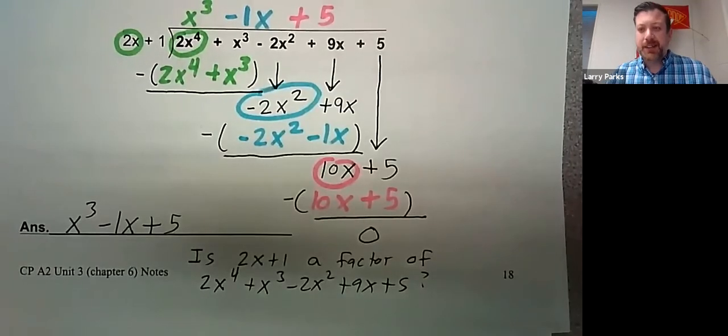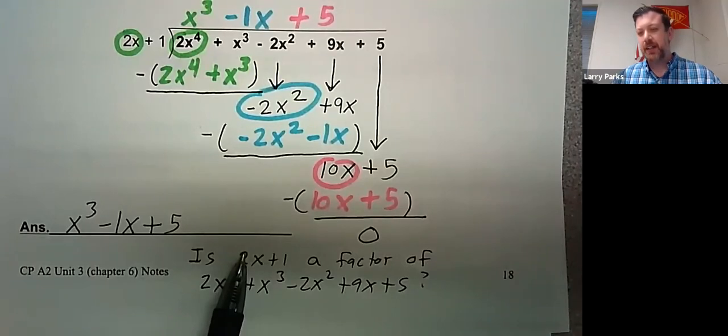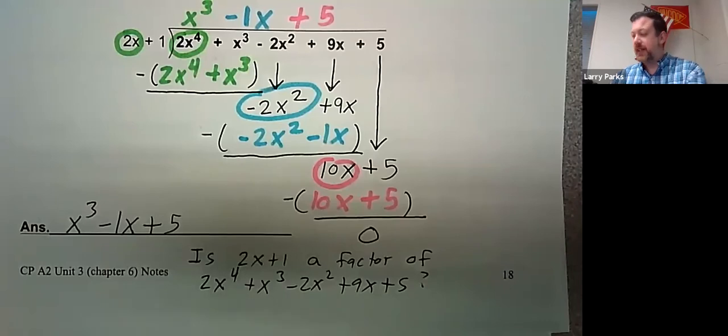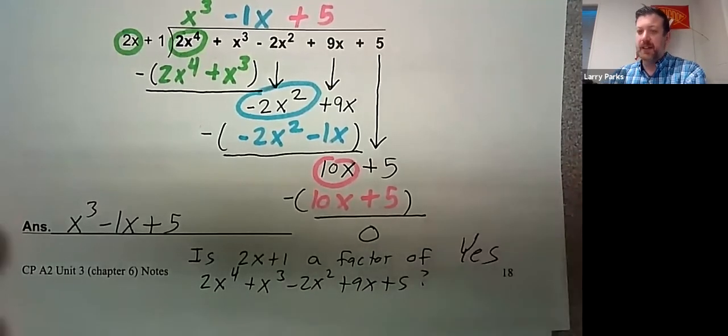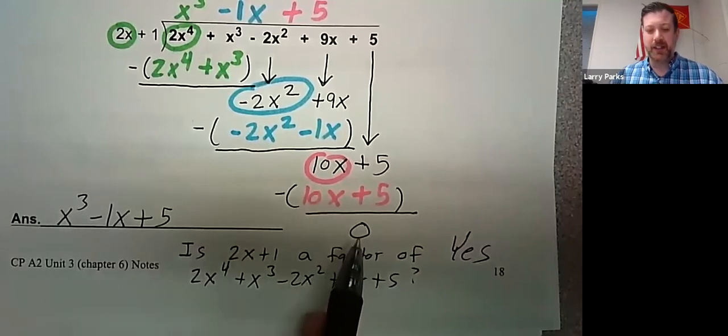You may be going, I don't know, is it? Well, we said at the top of the page that if you get a remainder of 0, then both the divisor and the quotient are factors of the dividend. So because we got a remainder of 0, we would say, yes, 2x plus 1 is a factor. And again, you only have to answer that if they ask. So you may see problems on your practice where they say, is this a factor of this? You divide, you get a remainder of 0. You say, yes. You divide, get a remainder of anything but 0. You say, no.